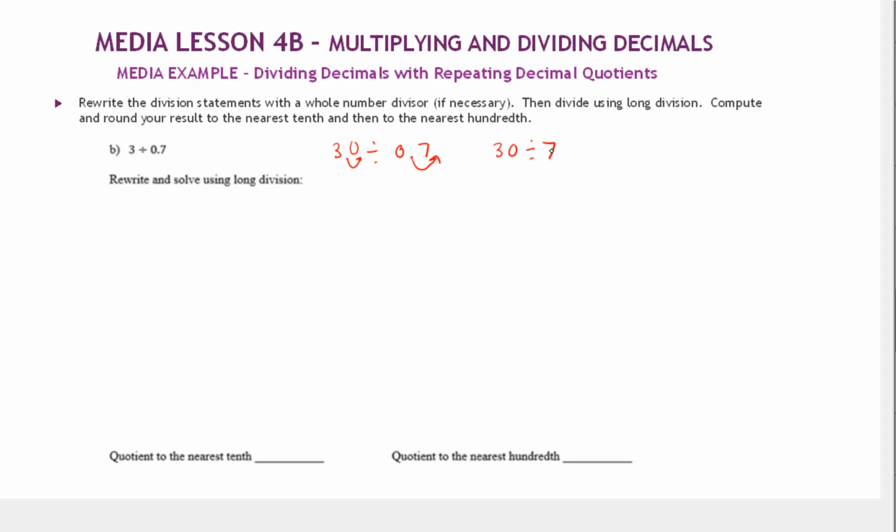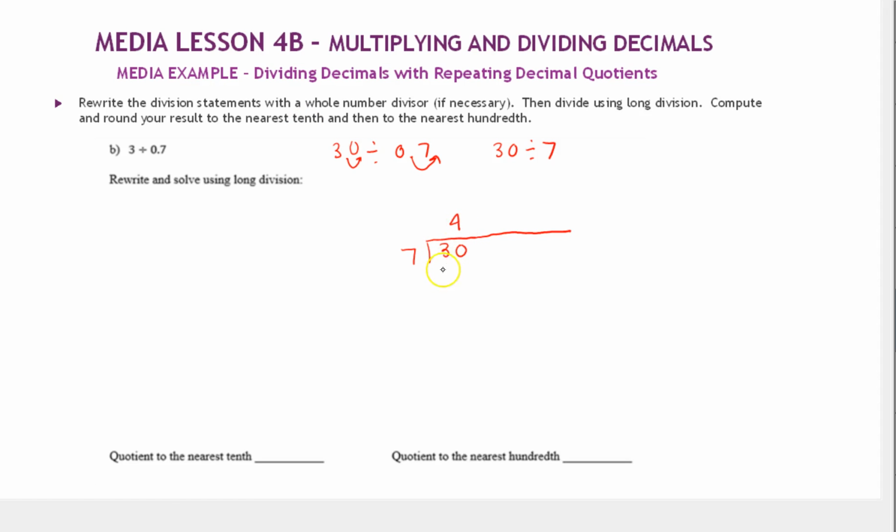So now we can set up the long division. We're dividing 30 by 7. And it's always good to approximate. So 7 times 4 is 28. That's what we're going to use first. So this is about 4. So we'll start by dividing 7 into 30.